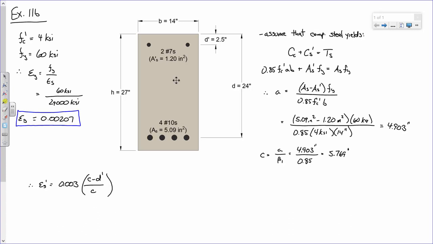Now, if you want, you could actually do the subtraction the opposite way. You could do d prime minus c over c. The only thing that'll happen is the strain comes out negative, which if you're a mechanics purist, might actually make more sense because it's a strain in compression. So maybe compression strain should be negative. I don't think it really matters just as long as you recognize this is compression.